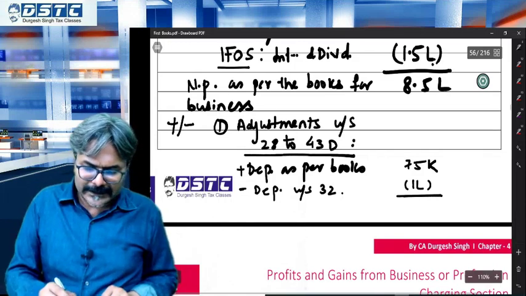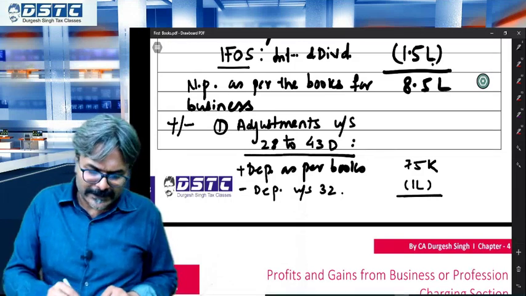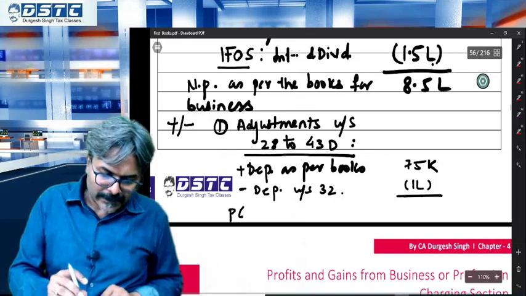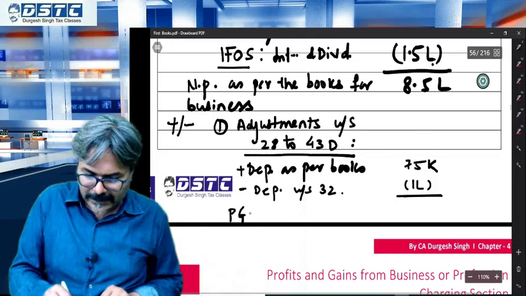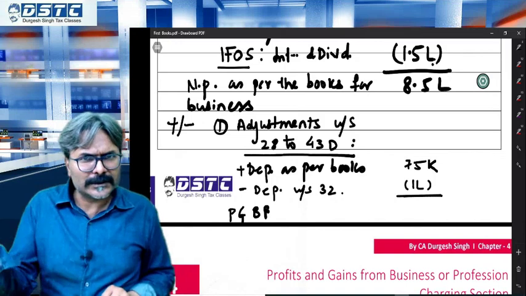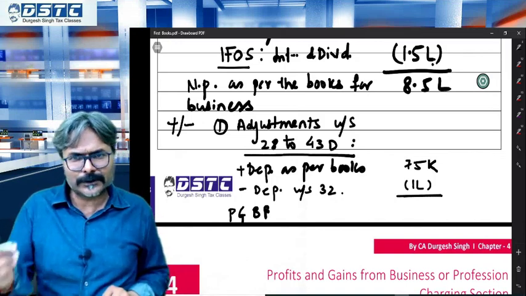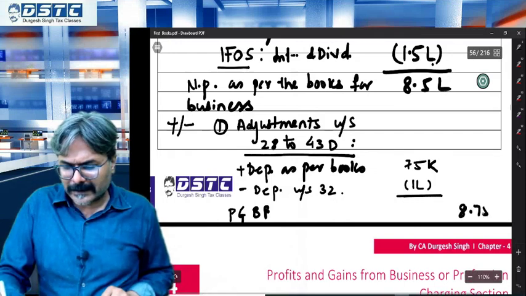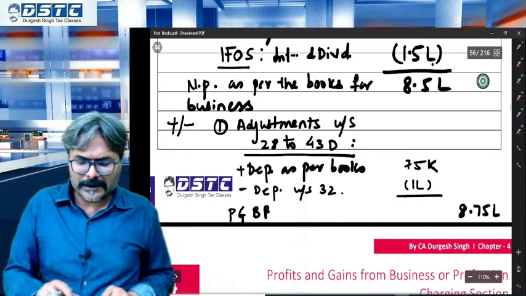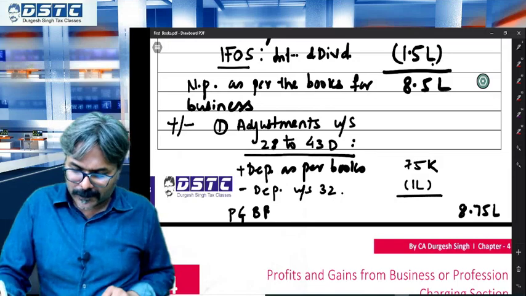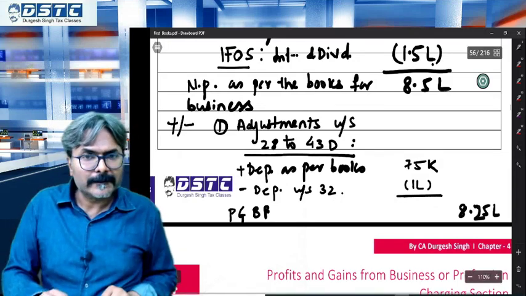You will give the other adjustments, isn't it? And finally, like that, you will arrive at PGBP. Other adjustments also in a similar way. You will do the adjustments as per the question, and finally you will get the PGBP. So, at least for this question, your PGBP is how much? 8.25 lakhs.